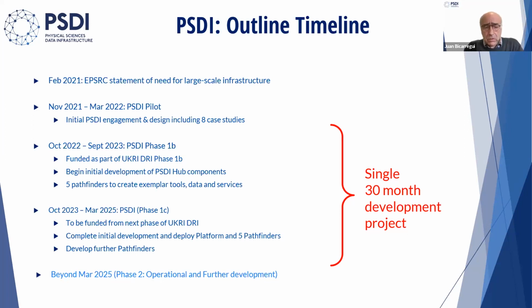And now we've got, in 2 tranches, the main development phase, the main development resource for the first phase of the project, calling it phase 1B and 1C. And 30 months to build that.